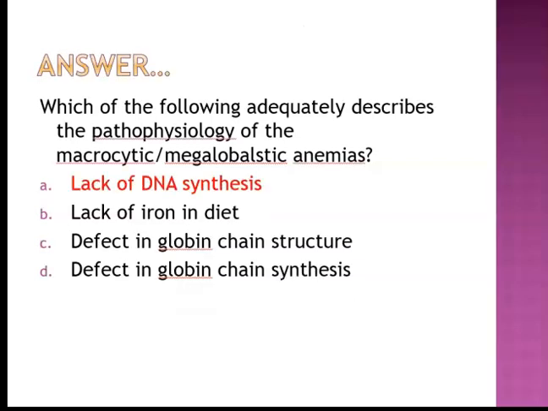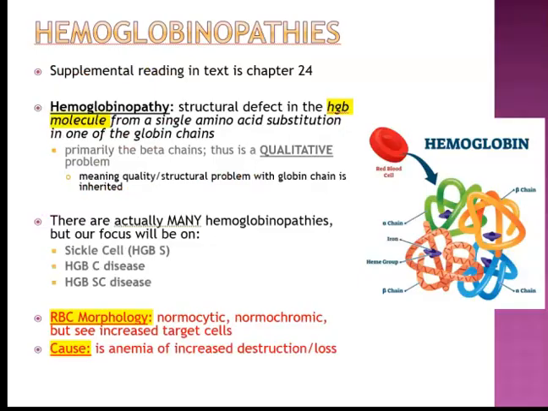The answer is A, lack of DNA synthesis. Next, we're going to discuss hemoglobinopathies. There are actually many hemoglobinopathies out there, but we're going to focus on 3. We're going to focus on sickle cell, also referred to as hemoglobin S, and we're going to talk about hemoglobin C, and we're going to talk about hemoglobin SC. So what is hemoglobinopathy?